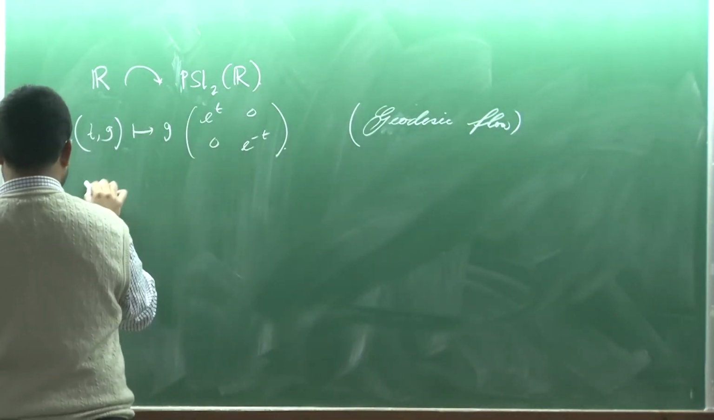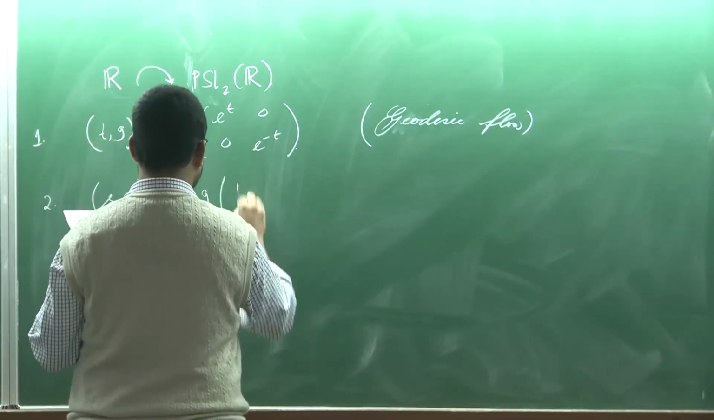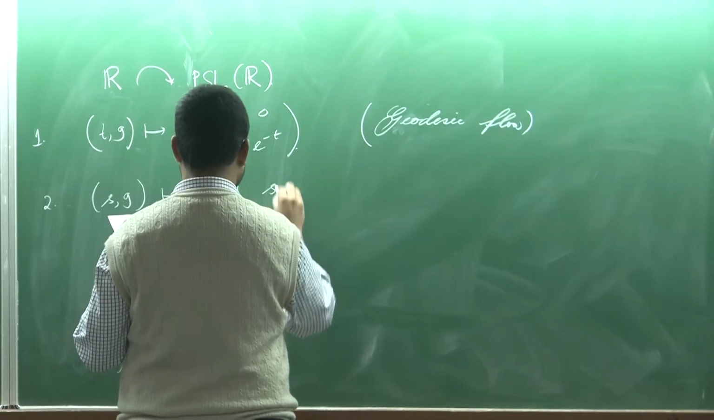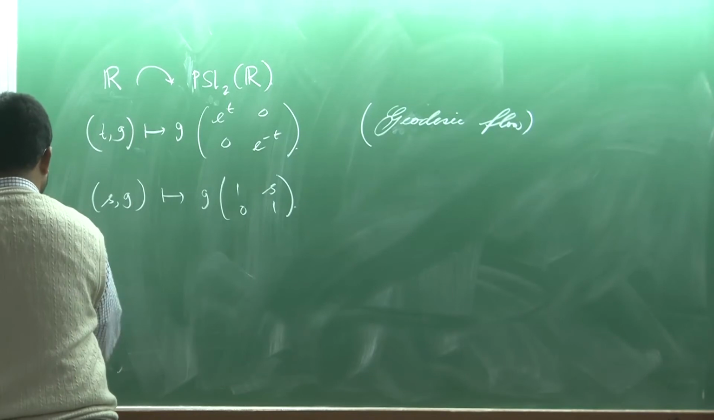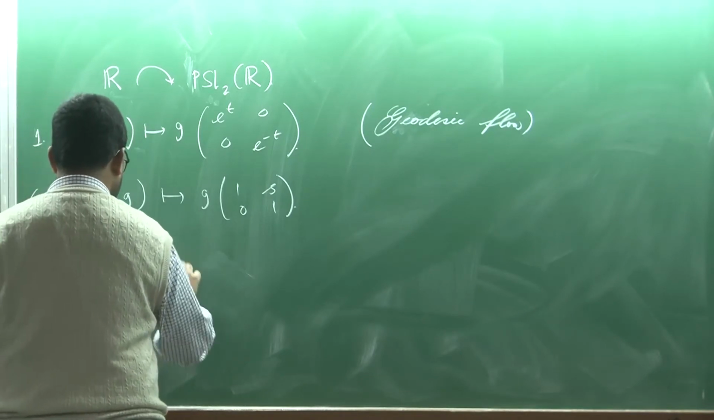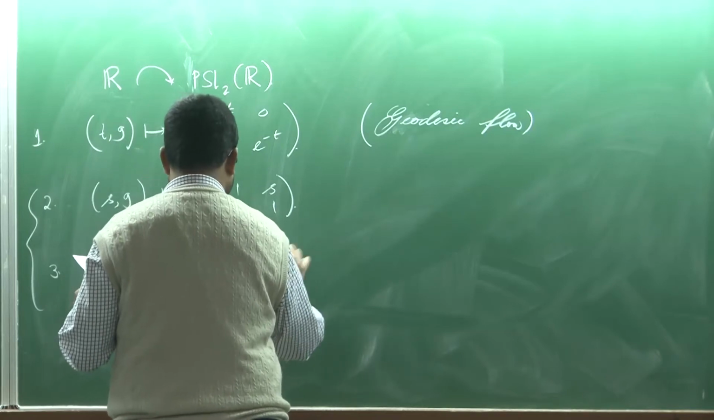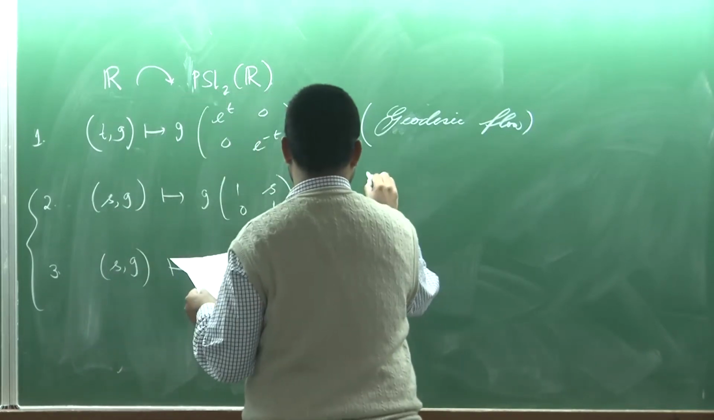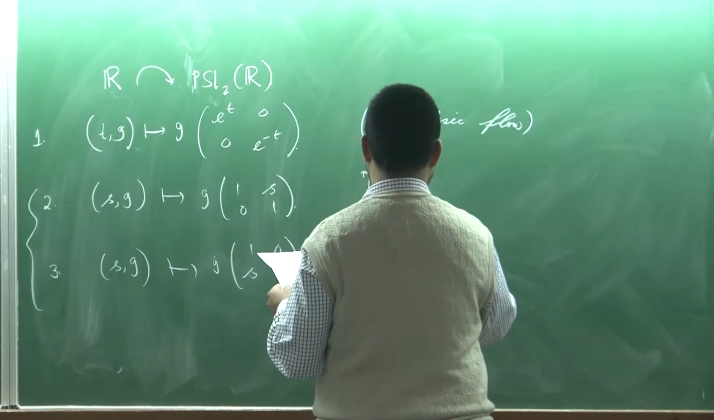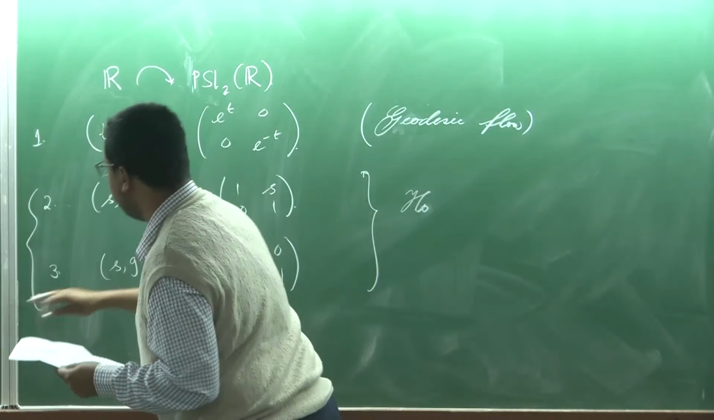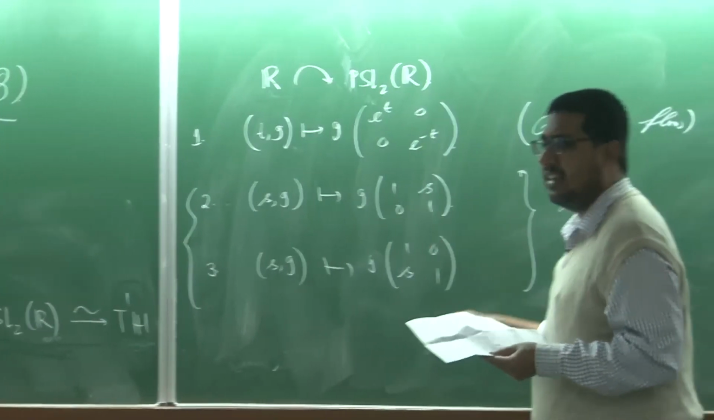Similarly, we can talk about two other flows. One flow is just like this, 1 s 0 1, and of course, another kind of flow we can also consider here. Instead of a unipotent upper triangular matrix, you act with a unipotent lower triangular matrix. These are called horocycle flows. For now, we just have their algebraic descriptions.